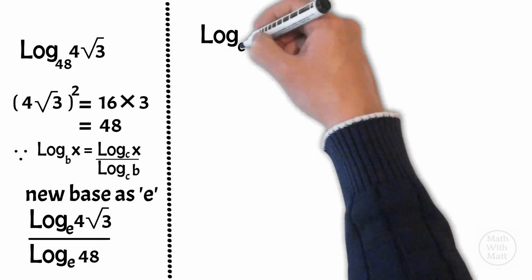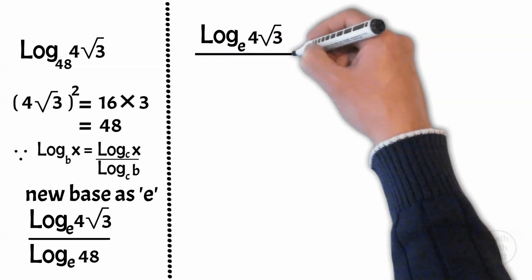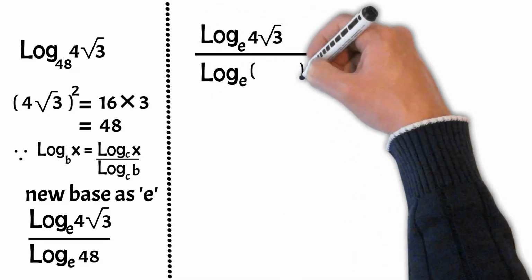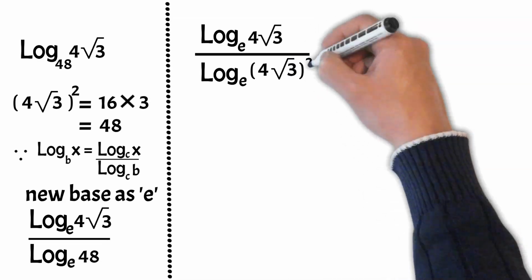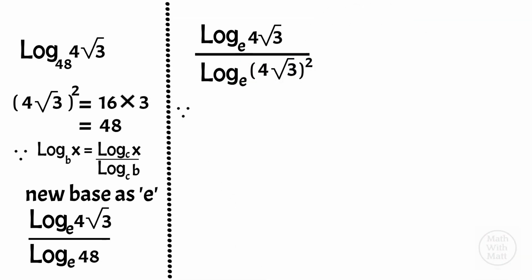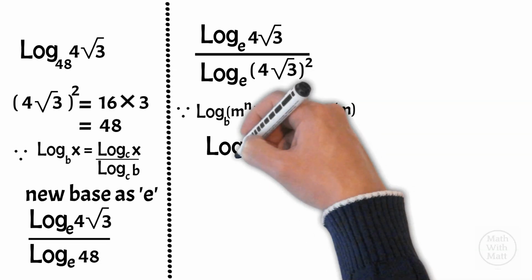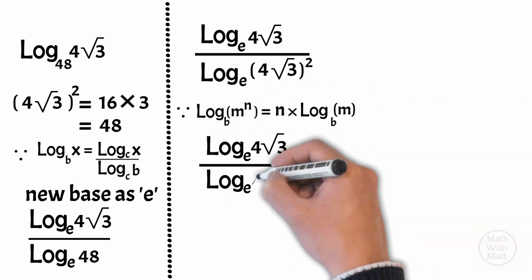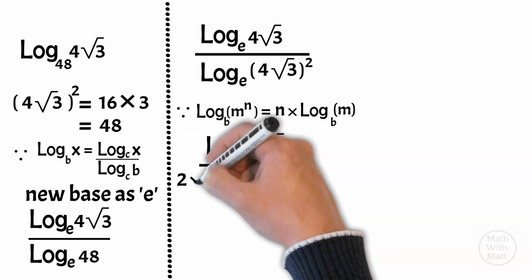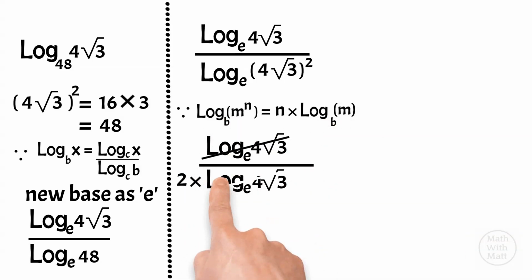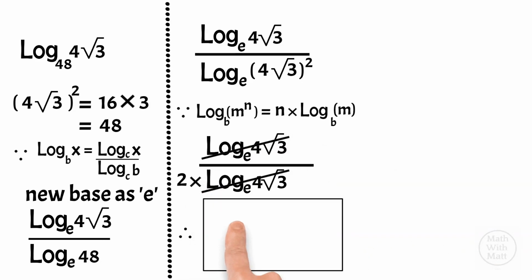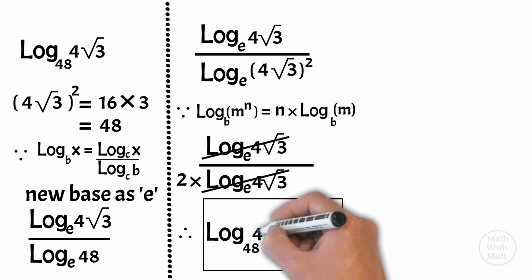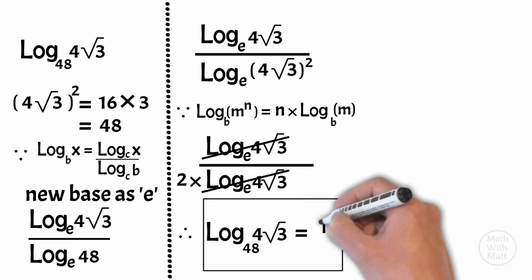And in the next step, we substitute the noted value of 48 as 4 root 3 squared. We use the law of log of power here, and we take the power 2 out from the denominator. And naturally, the numerator and denominator both cancel out each other, giving us our final answer of log to base 48 of 4 root 3 as 1 upon 2.